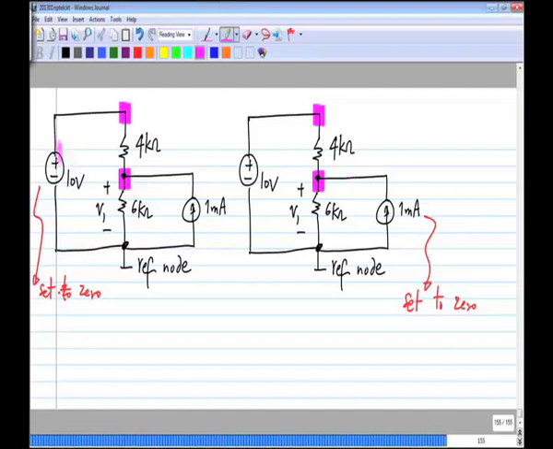Now this is a linear circuit. We have independent sources, and except the independent sources, we have just resistors, which are linear. So we can apply superposition. Okay.